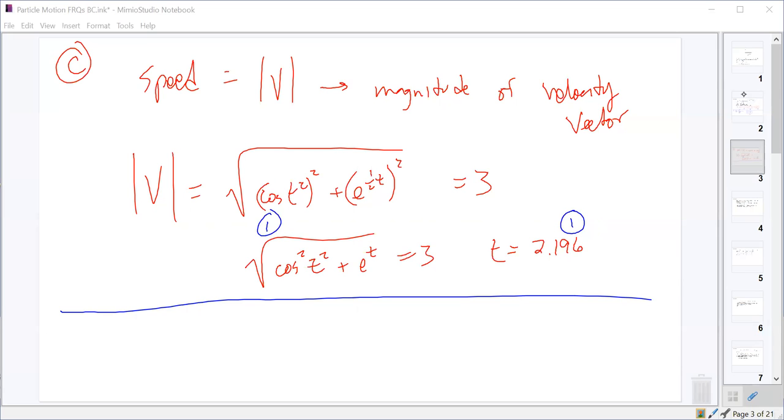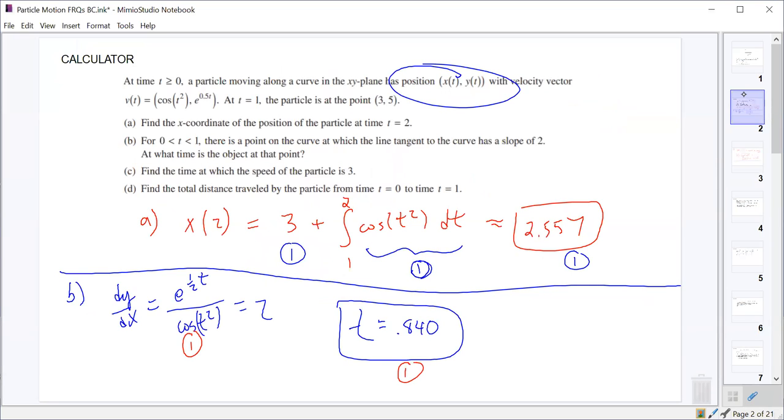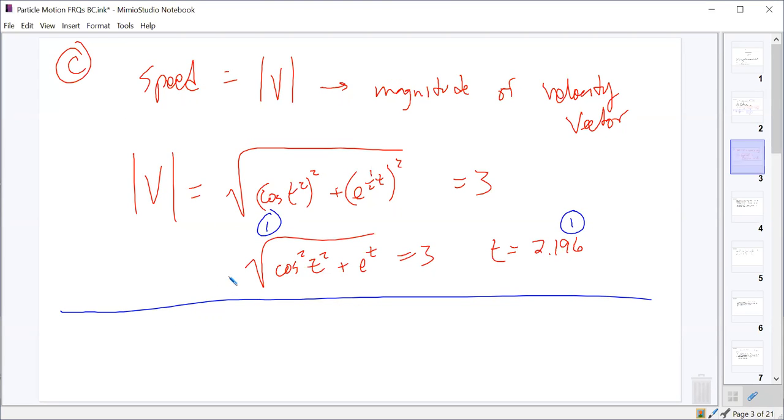All right. So what was part D again? Okay, find the total distance traveled by the particle. The distance it travels is just like we've always done with regular particle motion. The distance traveled is the integral of the speed on the time interval that you're looking at. We have an expression for the speed down here, which is the square root of cosine squared t squared plus e to the t. So for part D, all we got to do is integrate from 0 to 1 the square root of cosine squared t squared plus e to the t dt. And you get an answer of 1.595 units.